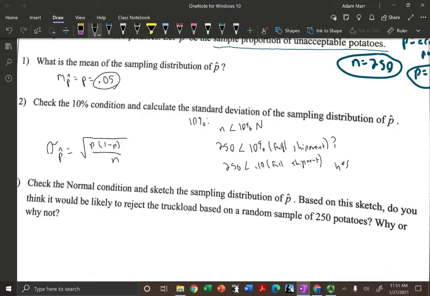So we can go and get the standard deviation. We know right here 0.05 times 1 minus p, which is 0.95, over n, which we said is 250. That's going to give us 0.0137.